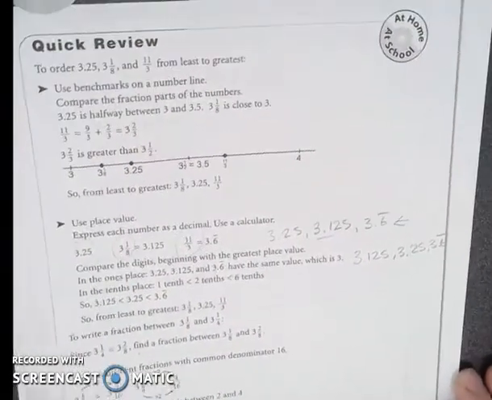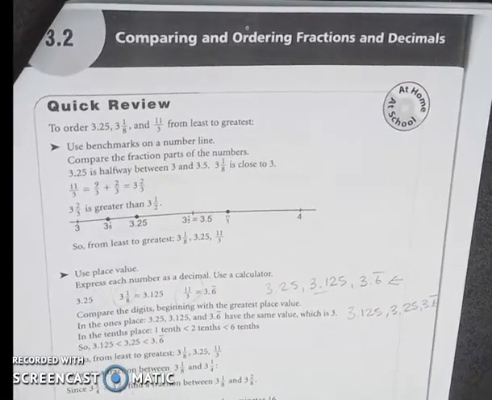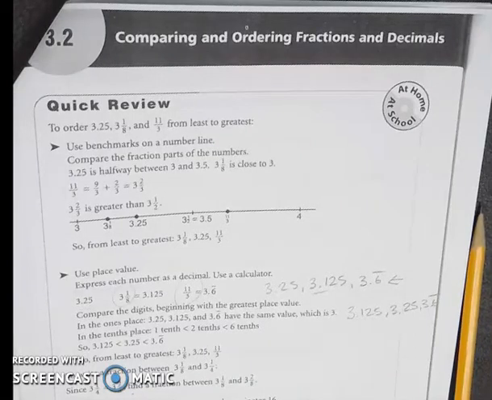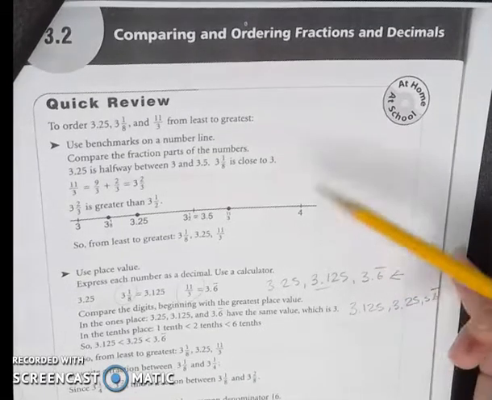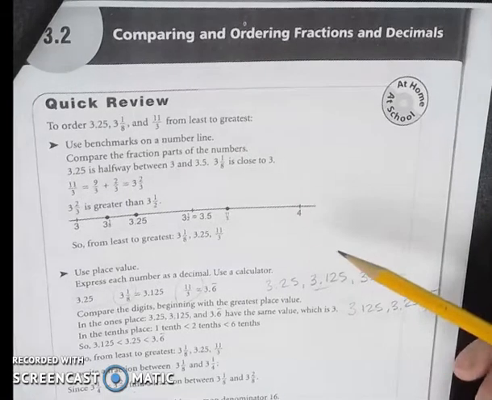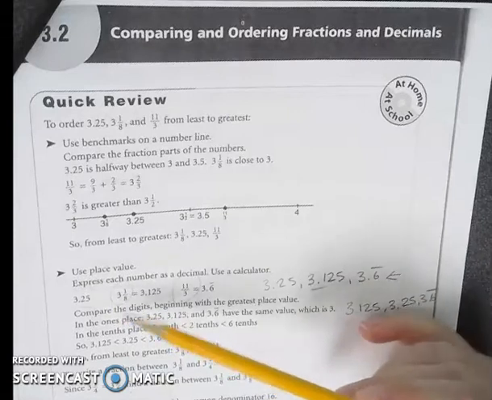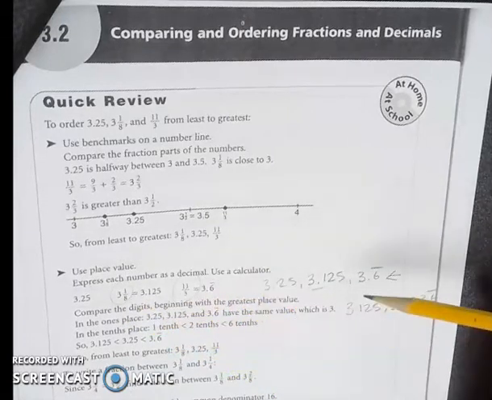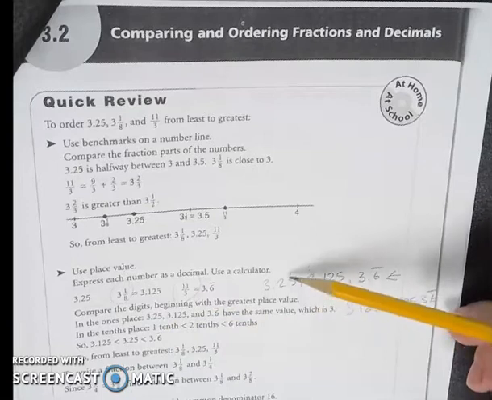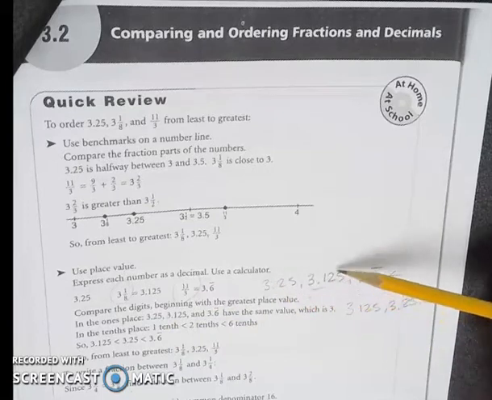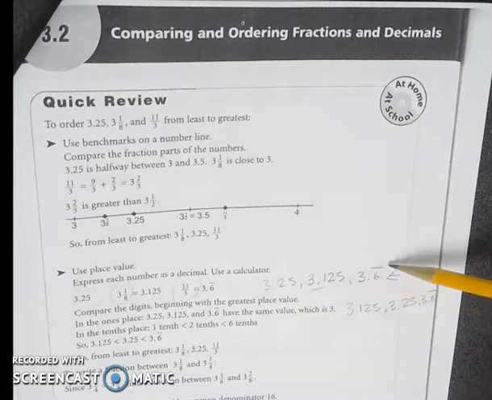So page 52 is just a really quick review for comparing and ordering fractions and decimals. It tells you that one way is to put them all on a number line, and the other way is to change them into the same sort of thing. So if I'm looking at 3.25, 3 1/8, then 11 over 3, I can change those all into decimals. So it's 3 and 25 100ths, 3 and 125 1,000ths, and 3 and 6 tenths. And by doing that, I'm able to really easily order them.